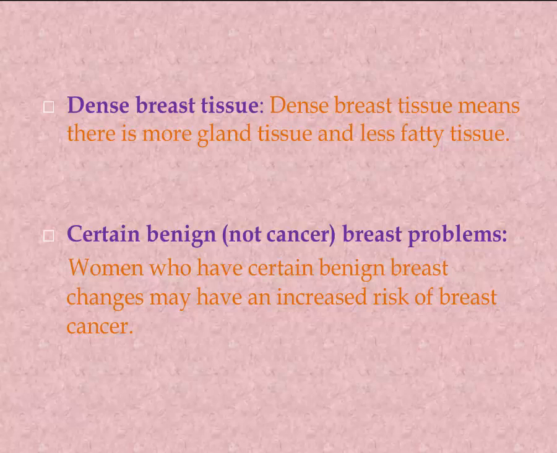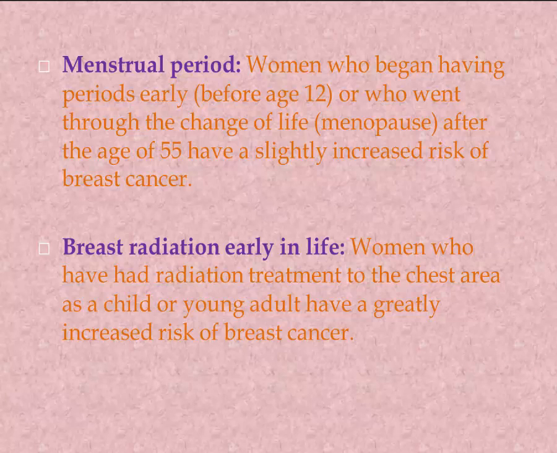Dense breast tissue. Dense breast tissue means there is more gland tissue and less fatty tissue. Certain benign, not cancer, breast problems. Women who have certain benign breast changes may have an increased risk of breast cancer. Menstrual period. Women who began having periods early, before age 12, or who went through the change of life, menopause, after the age of 55 have a slightly increased risk of breast cancer.